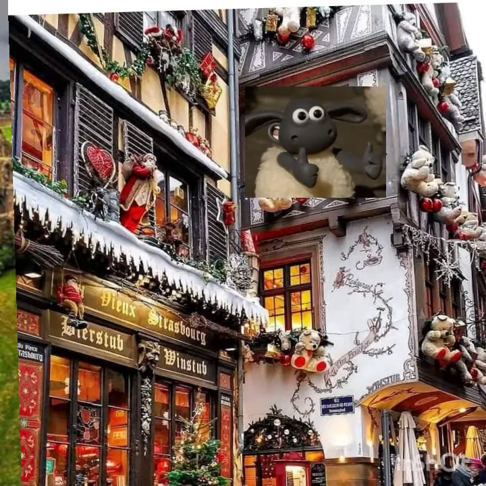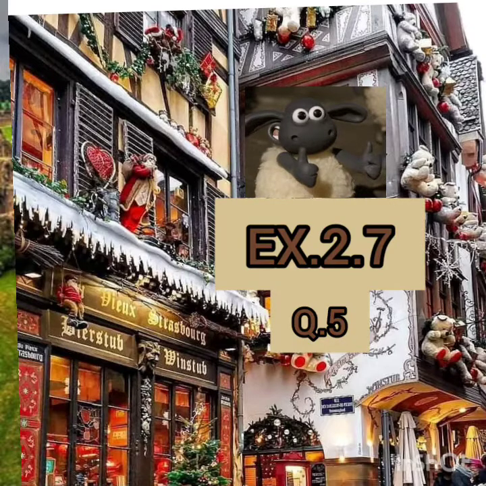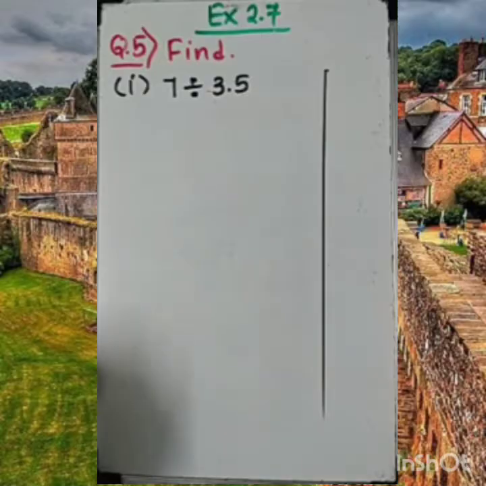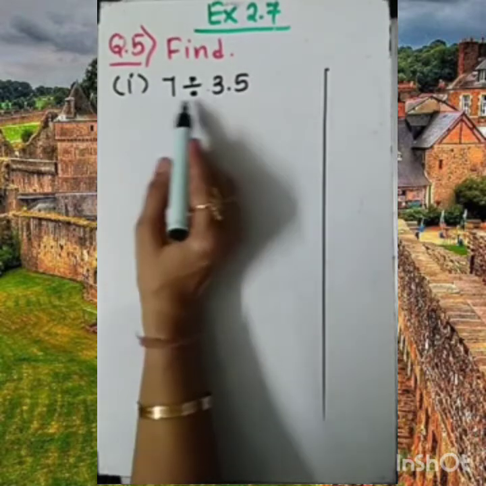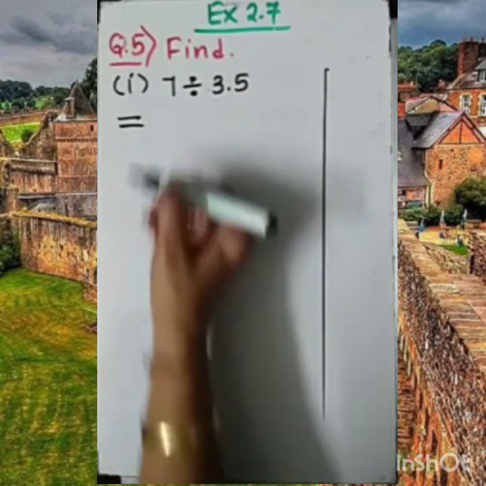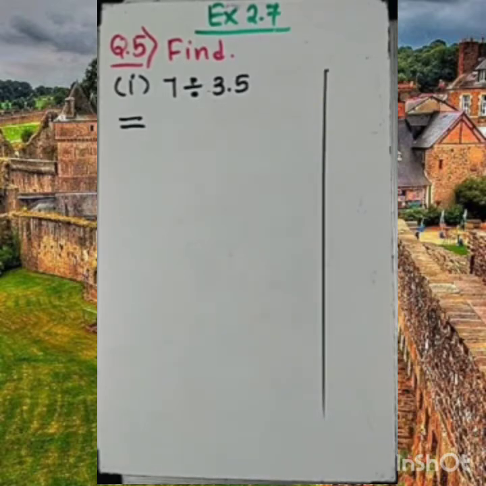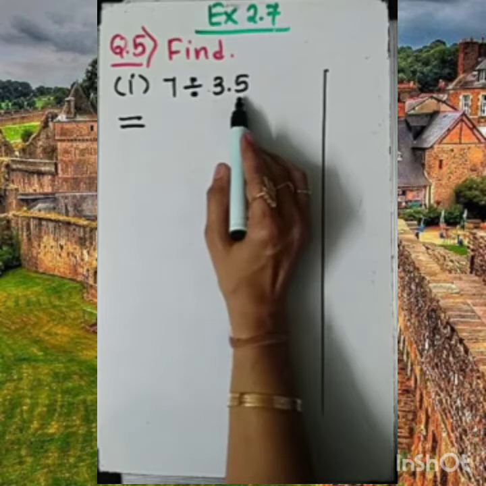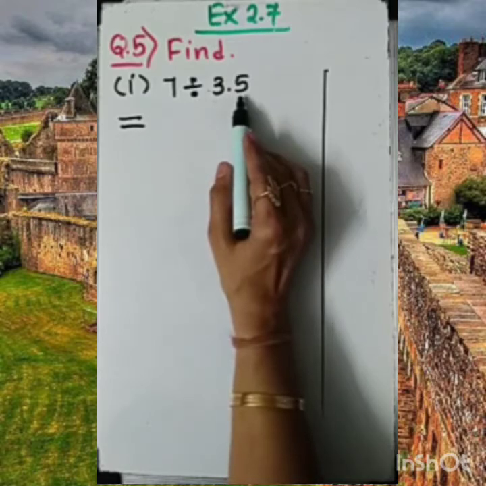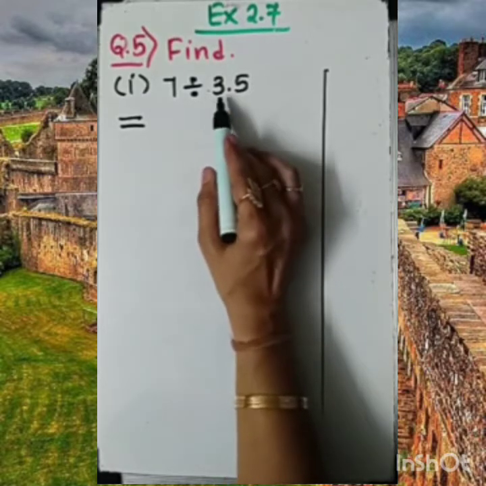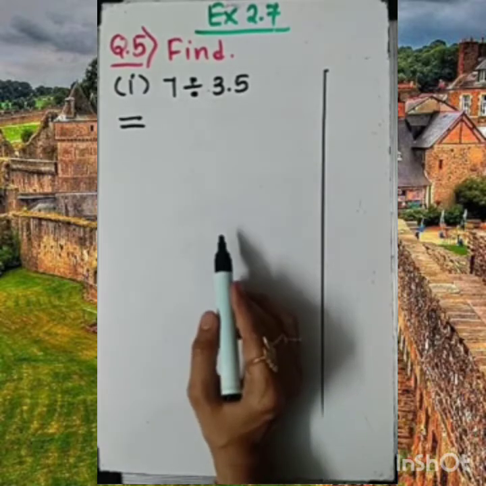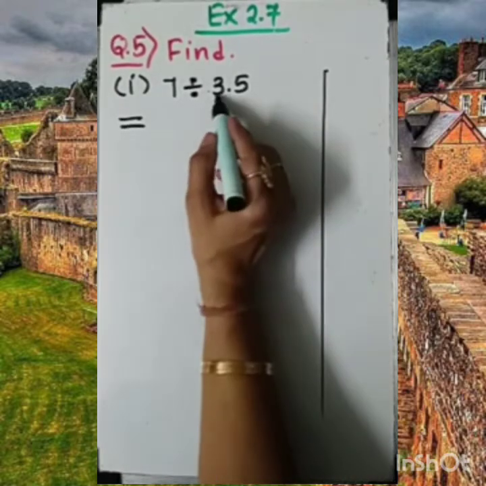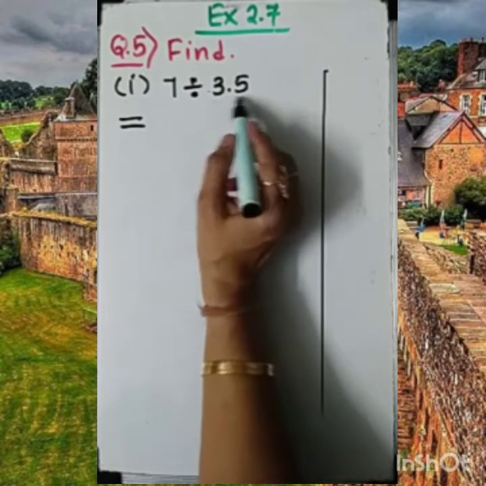So my dear student, here exercise 2.7, question number 5 I am starting, that is find the number. First one is 7 divided by 3.5. Now here the case is different. So far in question 1 we have seen the divisor was an integer, single digit. Questions 2, 3, 4, in those we needed to divide by 10, 100 and 1000. That was also easy. But here it is given in decimal. So how to work it out?